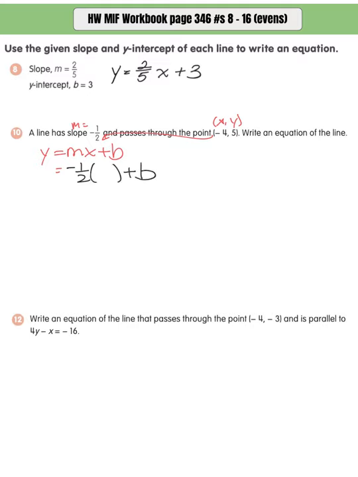Okay, so let's plug that in. So x is -4, goes in here, and y is 5, goes right in here. So we're just going to solve. So -1/2 times -4, so negative times the negative is a positive, so half of 4 is 2.